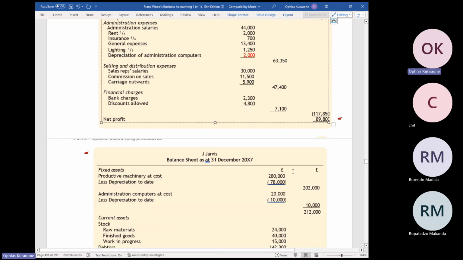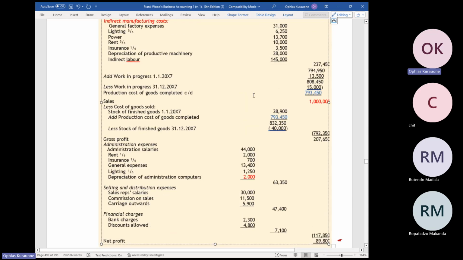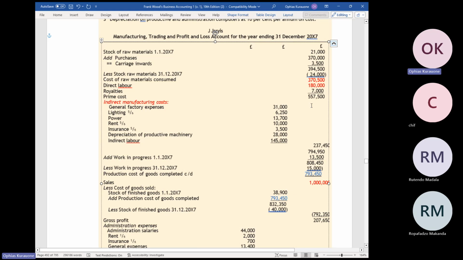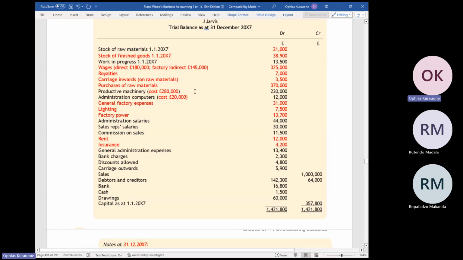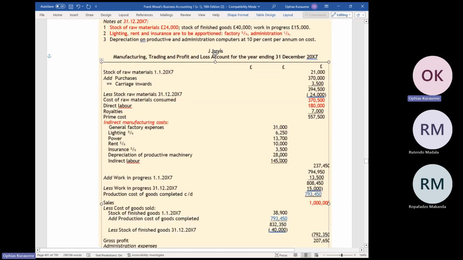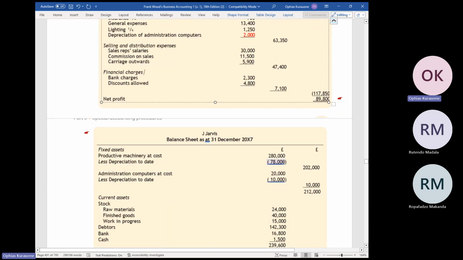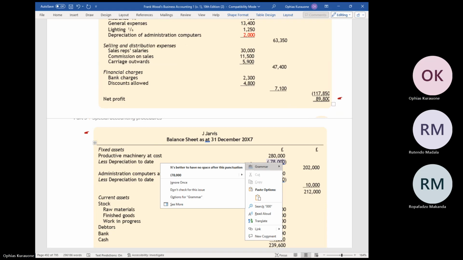That is our balance sheet here. It's the same thing we are going to get if we say that the cost of 78,000 was increased. We were saying this one was 230, so 280 minus 230, that was 50. So the accumulated depreciation was 50,000. Then 50,000 plus 28,000 for the current year is 78,000. So we now have the accumulated depreciation of 78,000. That's why here we've got 78,000, the accumulated depreciation.